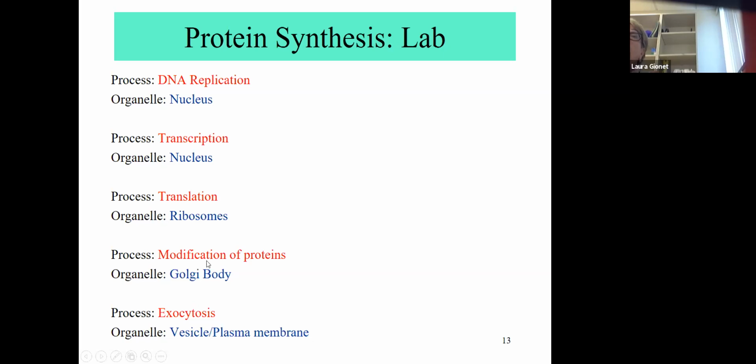Then it passes through the RER and ultimately to the Golgi body, where they're modified. So the Golgi body is associated with modification of proteins. And then it buds off, all right, to form different vesicles. And generally those vesicles are going to be incorporated in the plasma membrane, and we will exocytotically release the contents. Right? So the processes are DNA replication, transcription, translation, modification of proteins, and exocytosis. And then these are the organelles that are responsible for performing that function.